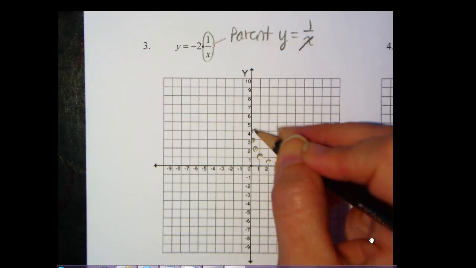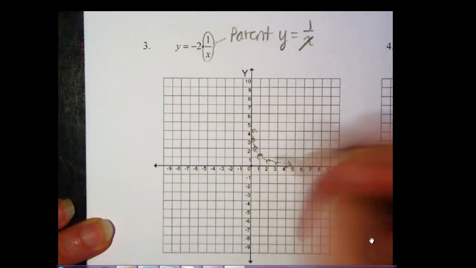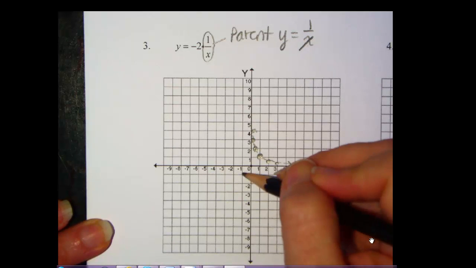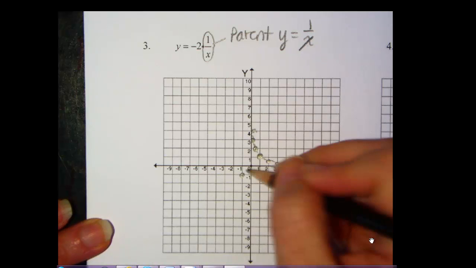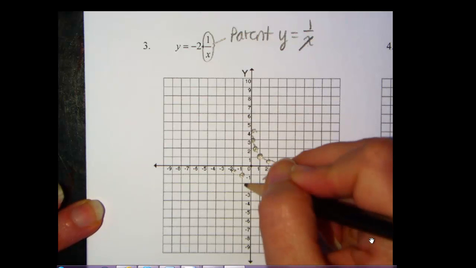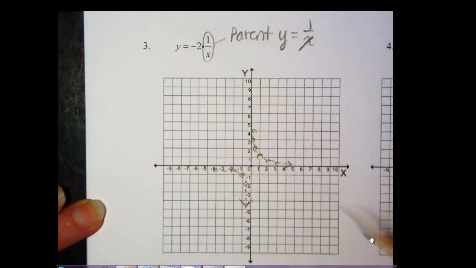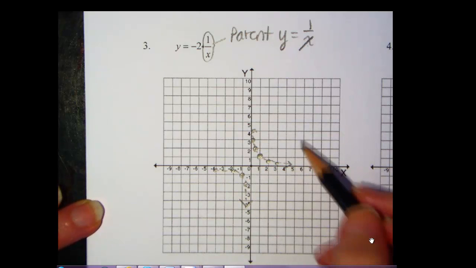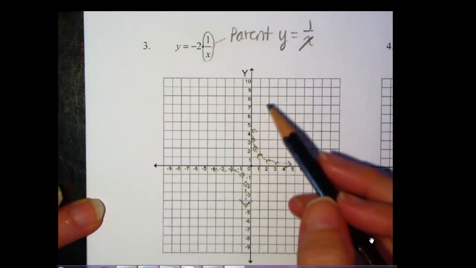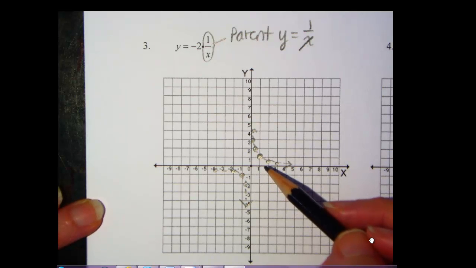1/3 is 3. So there's the first part of my hyperbola, and then we can plug in negative numbers as well. 1 over negative 1 is negative 1, 1 over negative 2 is negative 1/2, 1 over negative 1/2 is negative 2, and there's some key parts to that parent graph. Again, this is called a hyperbola. The x and y axes are both asymptotes. They're both lines that this graph is approaching but never touching.